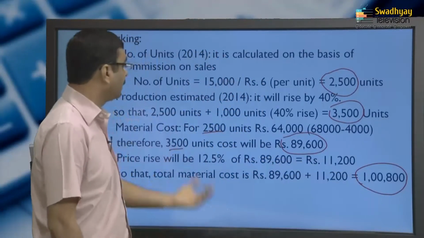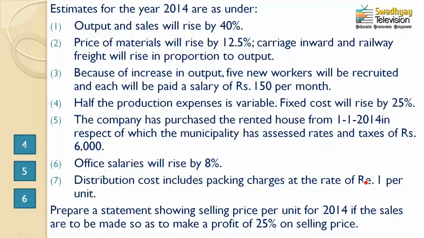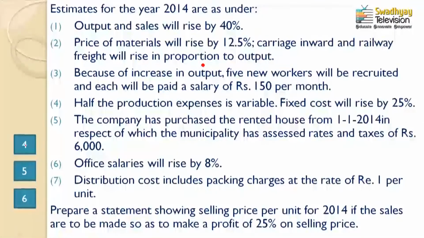Now moving to the next part, that is the third adjustment. The third adjustment is that, because of the increase in output, 5 new workers will be recruited and each will be paid a salary of rupees 150 per month. So if you want to identify the productive wages, we have productive wages of rupees 36,000 in the year 2013. And we don't have any changes so far in the productive wages on the basis of proportion.